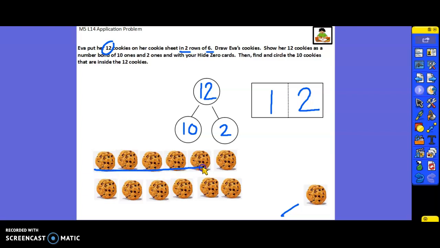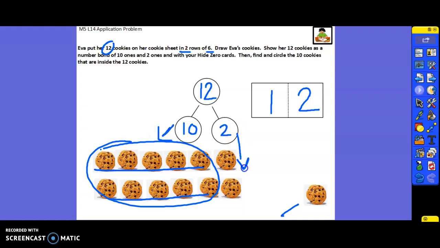Yes, we have 5 and 5. That would give us our 10. And then we have 2 more cookies. You got it on your row. You had 2 extra. So that would show us our 2 parts. Here's our 10. And here's our 2.